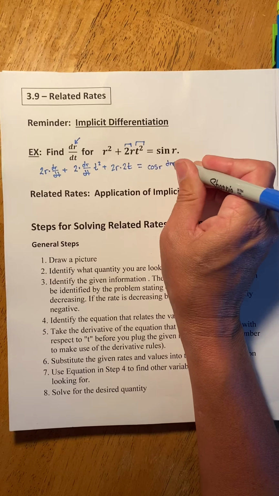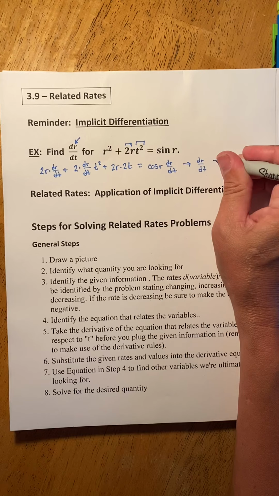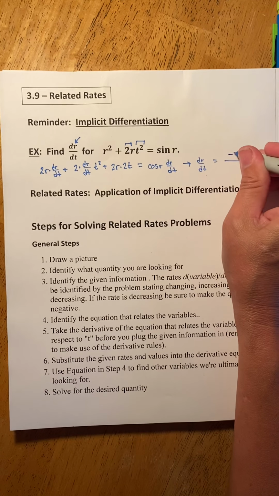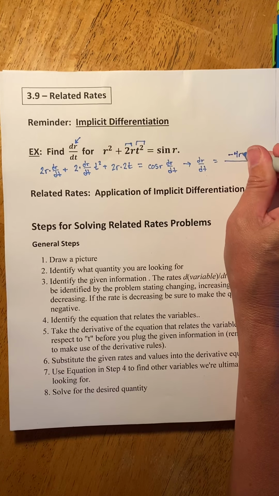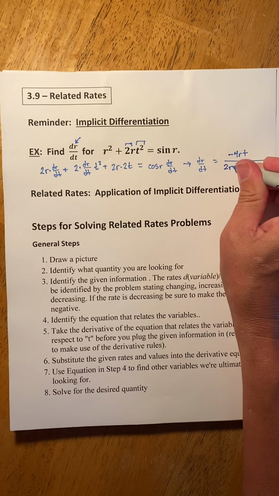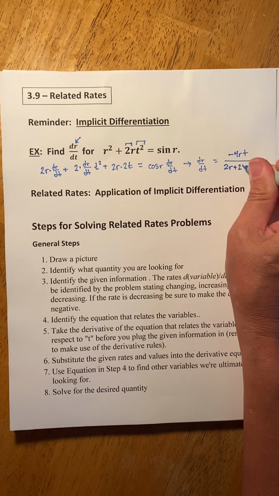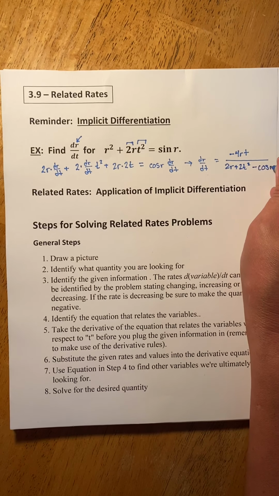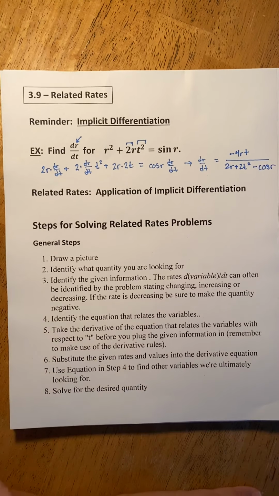And then we would solve for dr dt. So I would get dr dt is equal to, I'm going to say negative, I didn't do this one out yet, but I'm going to say it's going to be negative 4rt. Let me know if you get something different. 4rt, because that's going to come over here. That one's going to come over there. And then I'm going to get 2r plus 2t squared from that term, and I'm going to get minus the cosine of r. Okay? So that's how we did implicit differentiation.